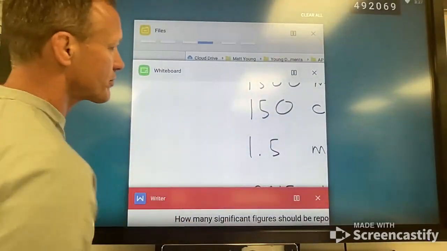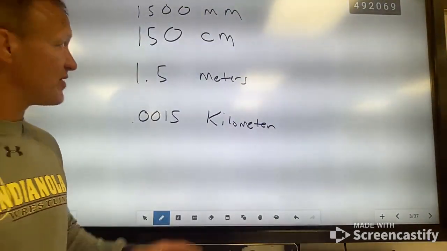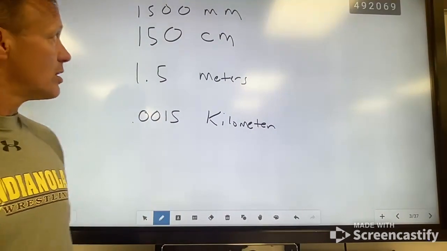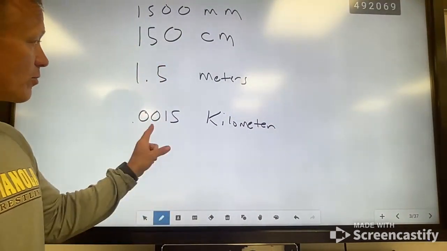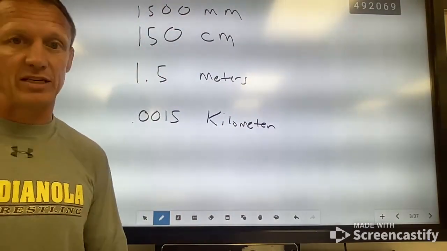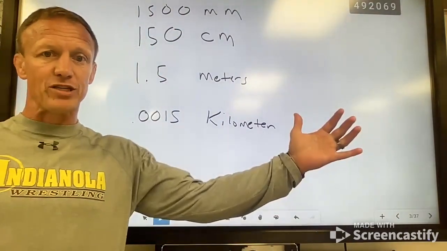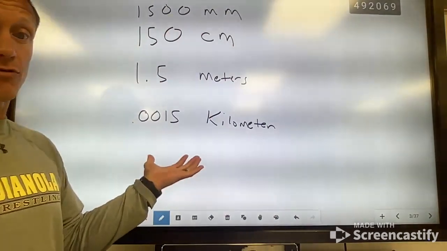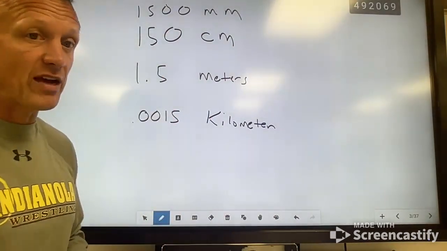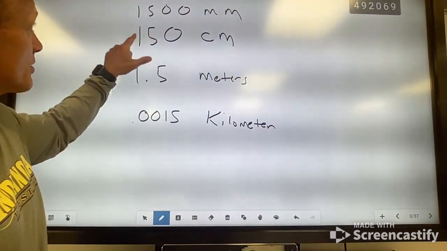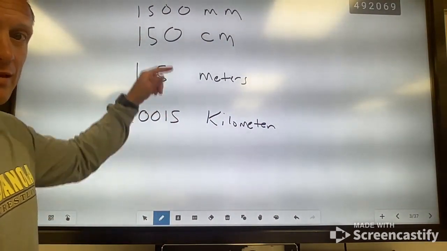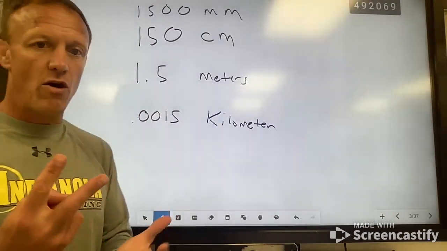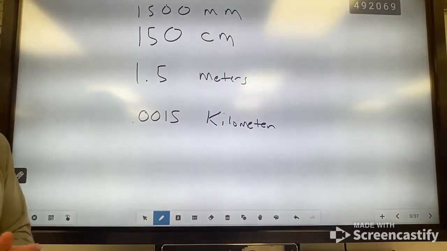Let's say we have these numbers, 1,500 millimeters, 150 centimeters. That's 1.5 meters, 0.0015 kilometers. These are all the exact same distance. Okay, it's a meter stick and a half. All of these are a meter stick and a half. They're the exact same distance. If we look at our sig figs, 2 sig figs, 2 sig figs, 2 sig figs, 2 sig figs. Okay, they're the exact same measurement. They all have 2 significant figures in them as well.